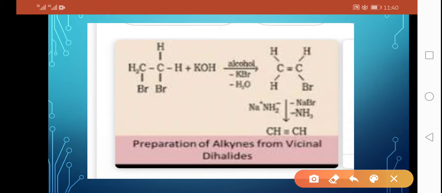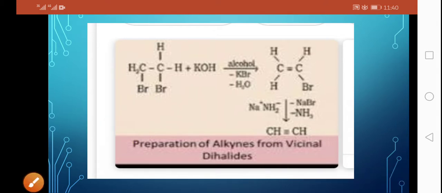So students, you can see that the preparation of alkynes from vicinal dihalides is carried out in two steps. So it is called an elimination reaction, in which there are two types of elimination reactions, that is E1 elimination reaction and E2 elimination reaction. So this is an example of E2 elimination reaction because it takes place in two steps. In the first step, the alkene is formed, and in the second step, the alkyne, that is the product of concern, is formed.